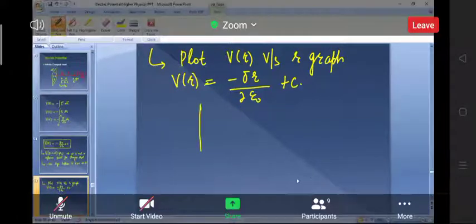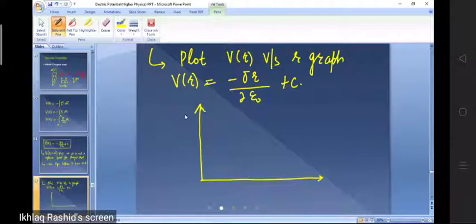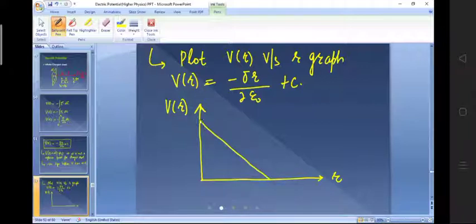Okay, now we can simply plot the graph. The graph will be like this. When R is equal to 0, the potential becomes equal to C, which is a constant. So this is V as a function of R versus R. When R is equal to 0, the potential will be equal to C. This here is the intercept, which is C.